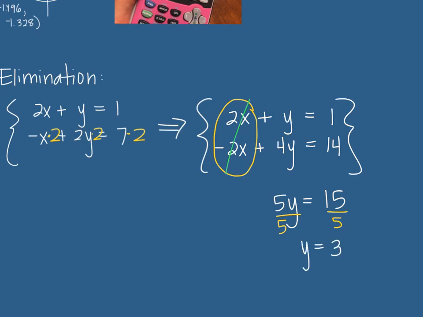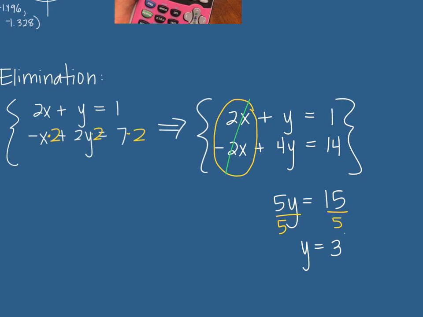So this is a real popular, slick way to do it. It works best when you have opposite sign variables in the like terms that you can use to your advantage to eliminate an entire variable. But you're not just finished there. You're going to have to resubstitute back into either one of your equations.